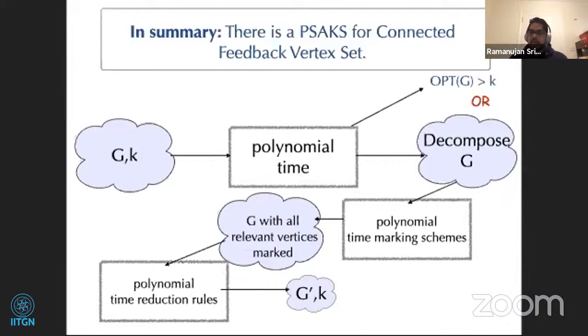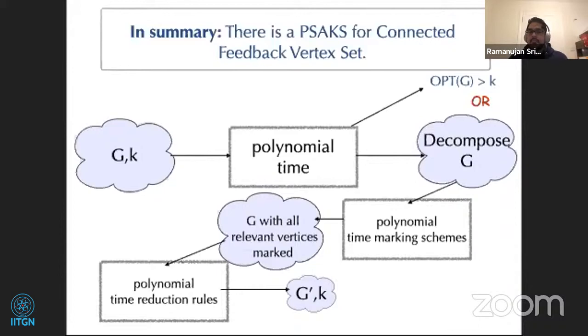Such a question remains open even for connected vertex cover. So that would probably be a good place to start before addressing connected feedback vertex set. If one can show that such a thing does not exist, then that would definitely be very interesting.